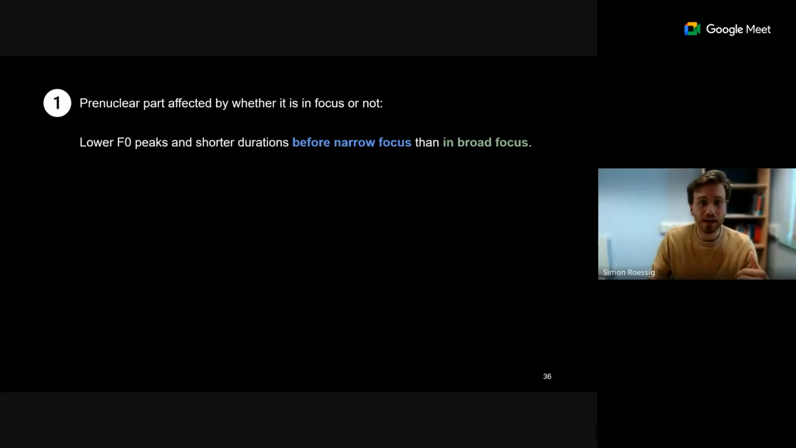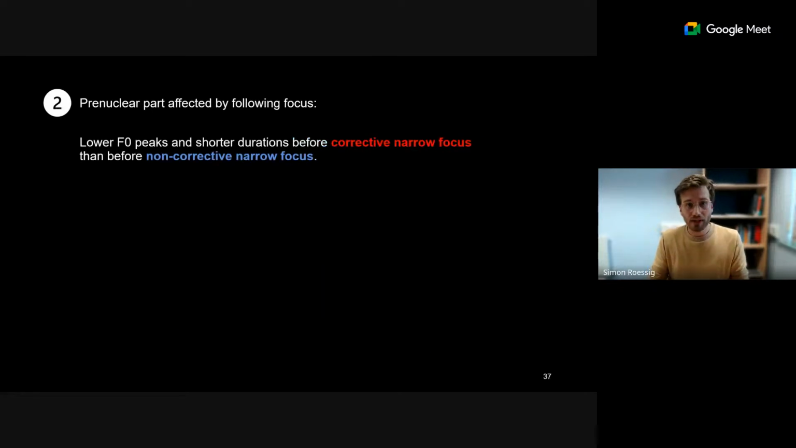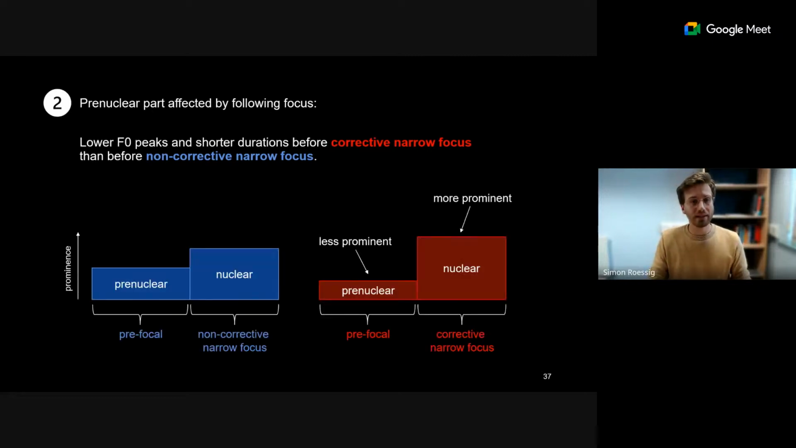So using the diagram from the beginning again, we find the prenuclear part before narrow focus is less prominent, while the nuclear part is more prominent. So we have a concentration of prominence here in the nuclear part. And we also see the prenuclear part is affected by the following narrow focus type. And this is particularly interesting because we have less prior research to rely on for this comparison. We find that the prefocal prenuclear part before corrective focus is realized less prominently, while the nuclear focal part is more prominent. So prominence is even more concentrated on the side of the nucleus in this case.